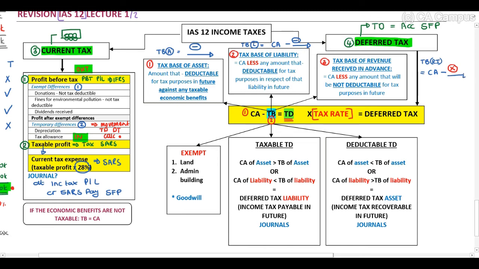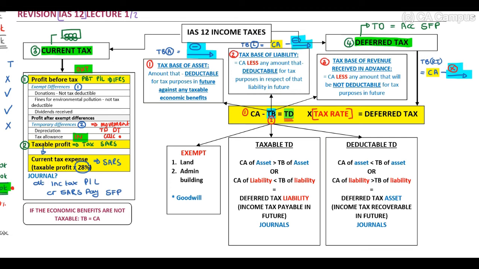Now, guys, it is important to identify the differences. The tax base of an asset is the amount that will be deductible in future. The tax base of a liability will be our carrying amount minus the amount that will be deductible in future. And the tax base of revenue received in advance will be the carrying amount minus the amount that will not be deductible in future. You need to study these rules. When you attempt any IAS 12 question, write them down and apply them.